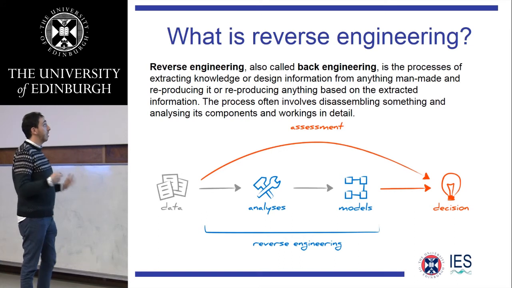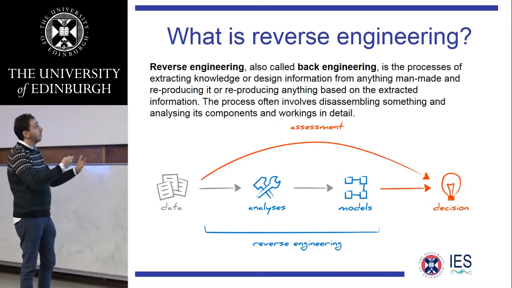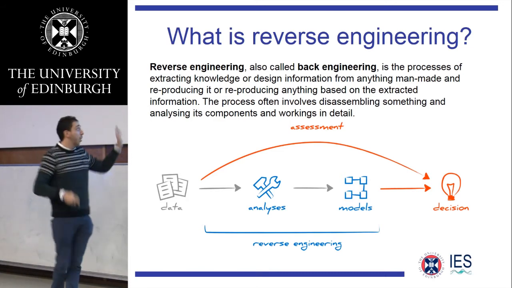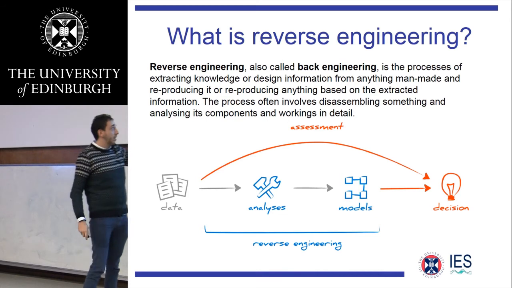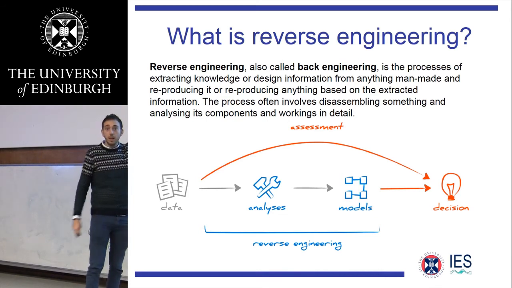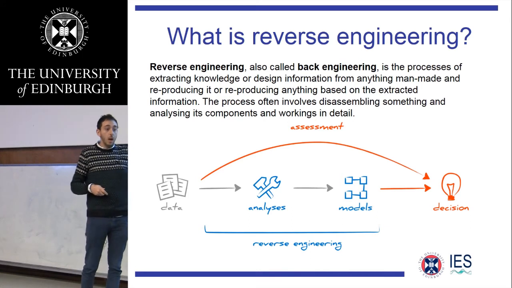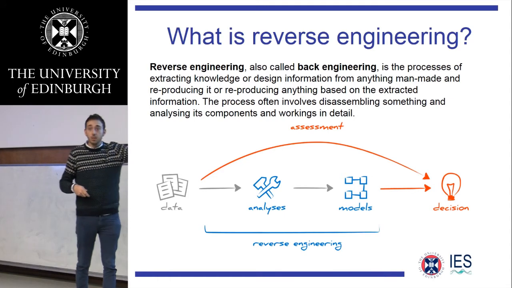So what is reverse engineering? It's the process of extracting knowledge or design information from anything man-made and reproducing it, or reproducing anything based on the extracted information. Normally we have data, we analyze the data, we build a model, and then we make the decision. That's the normal design process for something. Reverse engineering is the opposite. We have a target, we have the decision, we know where we want to get, and then we redesign based on that target.